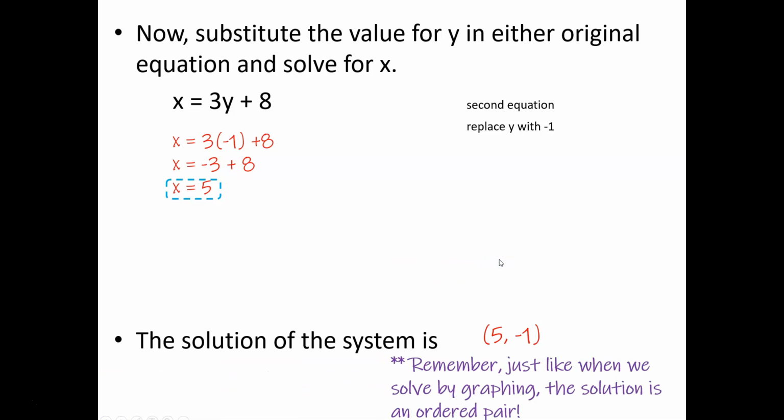It's important to remember that just like when we solved the system of equations by graphing, the solution is going to be an ordered pair. Okay? That's all there is to it. Take out the strawberry, substitute in the vitamin C pill, chewy. They're really delicious. They taste like oranges, way better than a strawberry. Find your y and substitute that back in. Let's do another one.